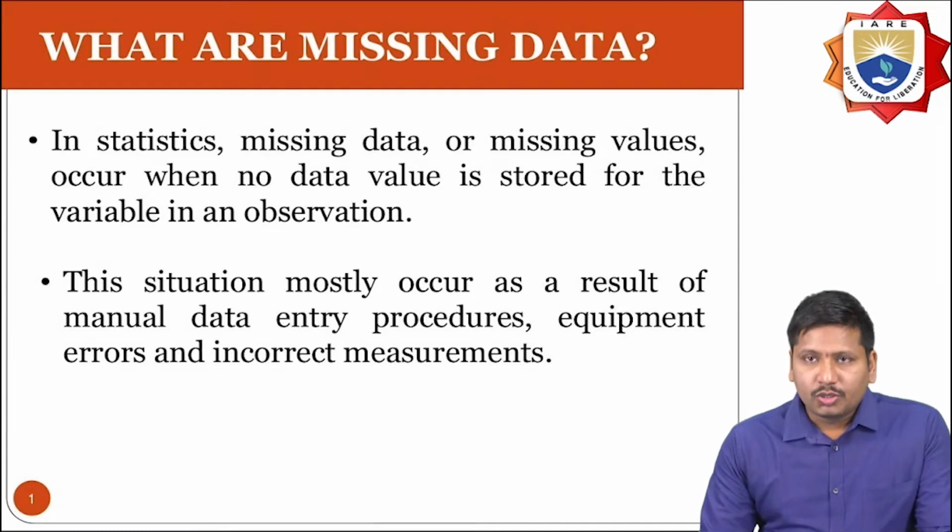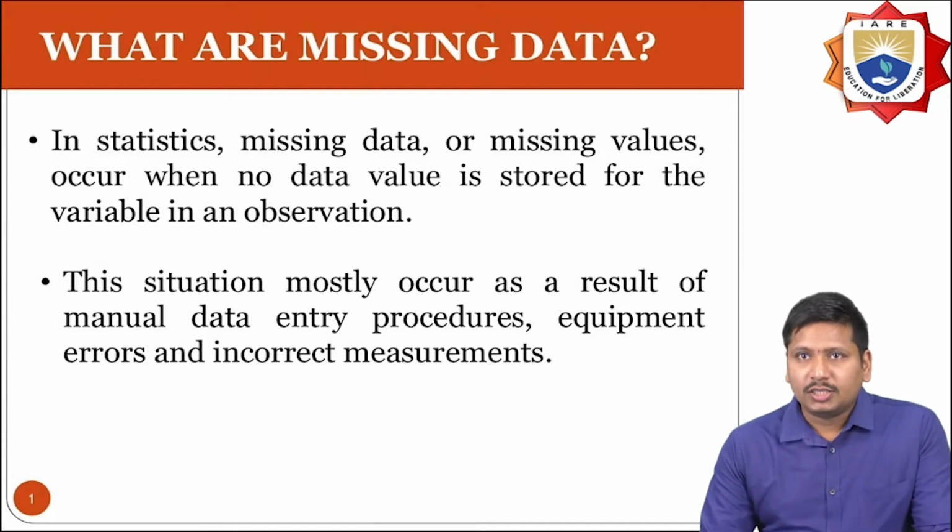So first, we know what missing data is. In statistics, missing data or missing values occur when no data value is stored for a variable in an observation. This situation mostly occurs as a result of manual data entry procedures, equipment errors and incorrect measurements. Everyone knows that in statistics there may be a chance of getting missing data, and then how are we going to handle this missing data?